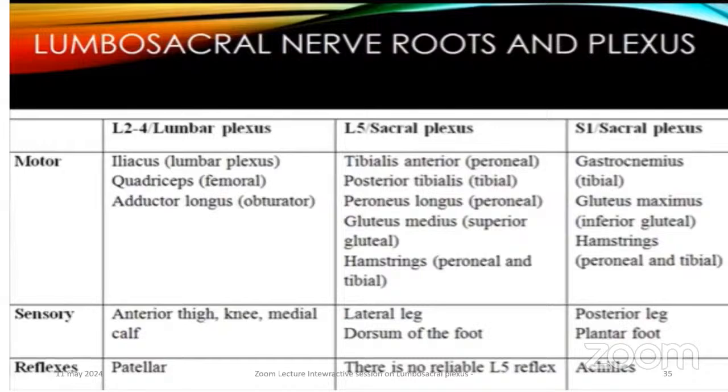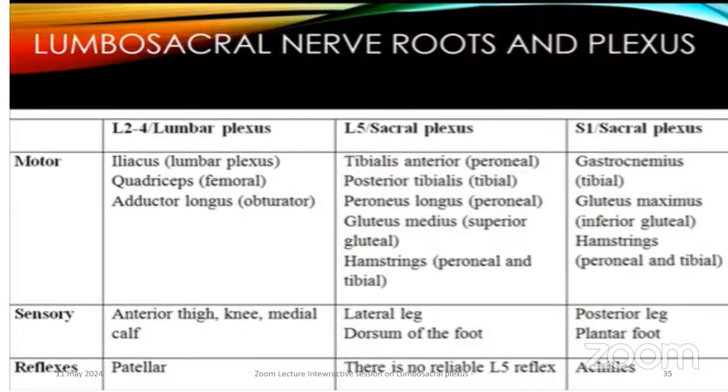L5 sacral plexus, and look at reflex. There is no reliable L5 reflex, but ankle jerk is S1 and 2. So for L5 we don't have a reflex, but the muscles supplied are tibialis anterior, tibialis posterior, peroneus longus, gluteus medius, and hamstrings, peroneal and tibial. And of course, the sensory is lateral leg and dorsum of the foot.